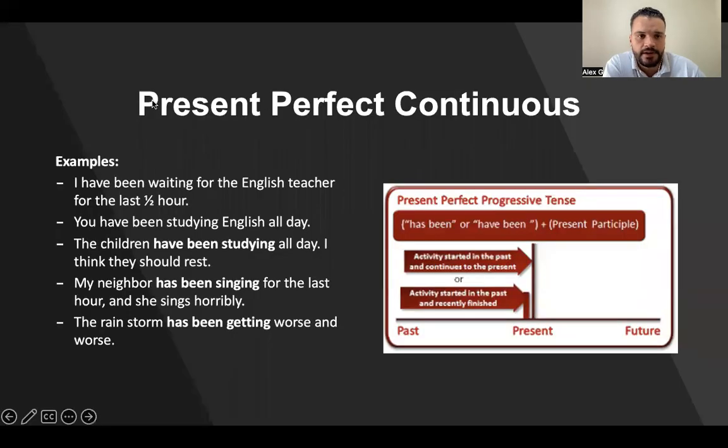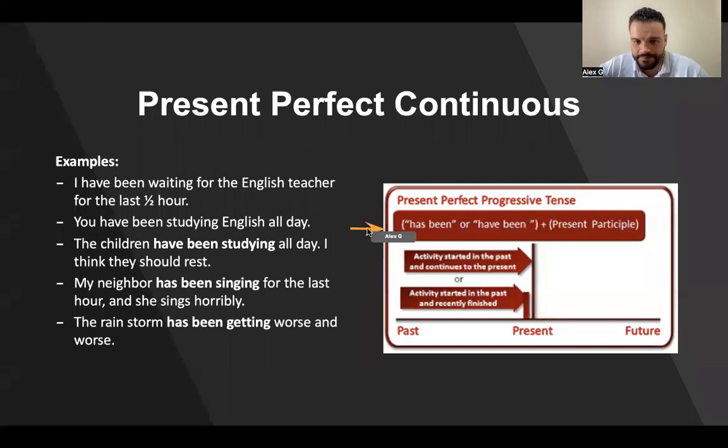The next thing we're going to talk about is the present perfect continuous. And here we have an interesting chart or diagram on the right which is going to tell us that the structure that we use is has been or have been, whether it's third person or not, plus the present participle, okay? Now, remember that the present participle is the ing form of the verb.